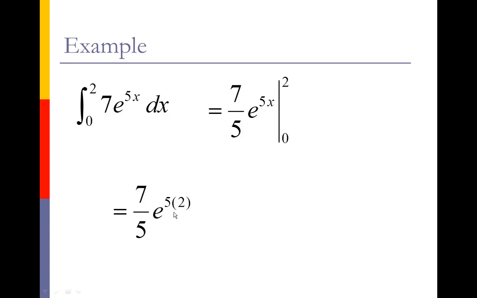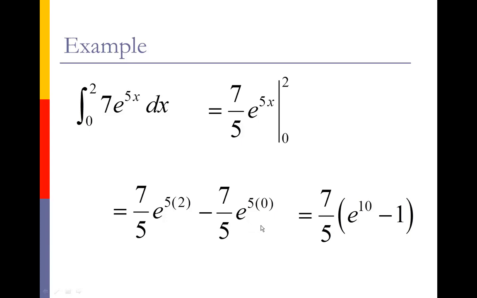So I plug in 2 into the antiderivative. I plug in 0. And then I take the difference. That would be the result we'd get for the definite integral. You can type this into your calculator and get a numerical answer. Basically what I did was factor out a 7/5 because I see that in both terms. And then e to the 5 times 2, that's e to the 10th. That's where that came from.